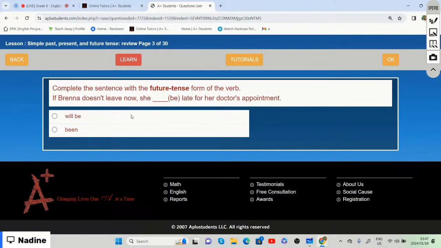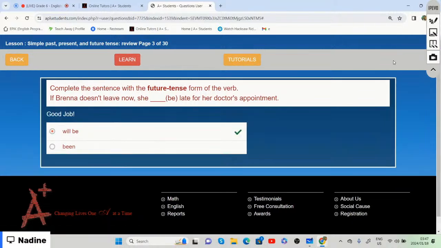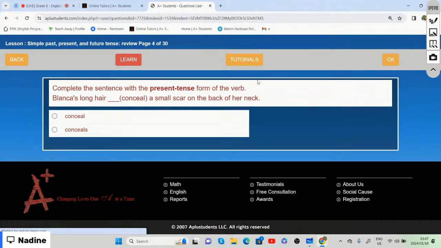All right, so if we complete the sentence with the future form of the verb, we will say, if Brenna doesn't leave now, she will be late for her doctor's appointment. And will be is correct. So well done, everybody.